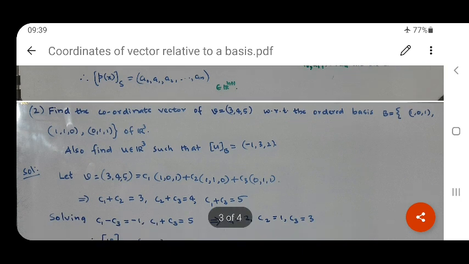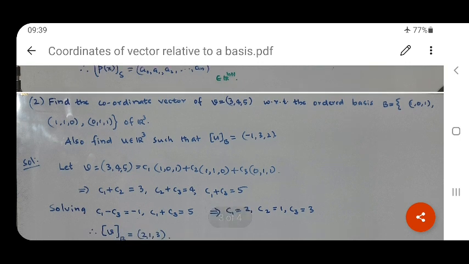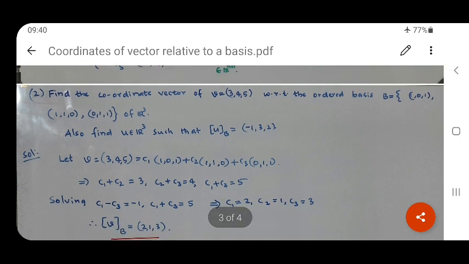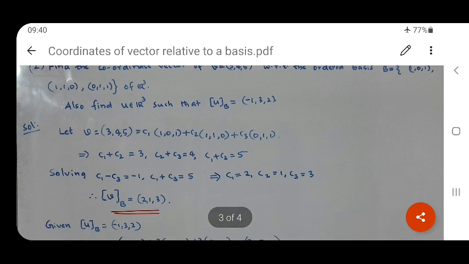Now, find the coordinate vector of v equal to (3, 4, 5), of course in R3, relative to the basis {(1,0,1), (1,1,0), (0,1,1)}. Also find a u belonging to R3 such that its coordinate vector is (-1, 3, 2). So let us write (3,4,5) as c1 into the first vector (1,0,1) plus c2 into (1,1,0) plus c3 into (0,1,1), which gives a system of three equations: c1 plus c2 equal to 3, c2 plus c3 equal to 4, c1 plus c3 equal to 5. So solving, we get c1 equal to 2, c2 equal to 1, and c3 equal to 3.